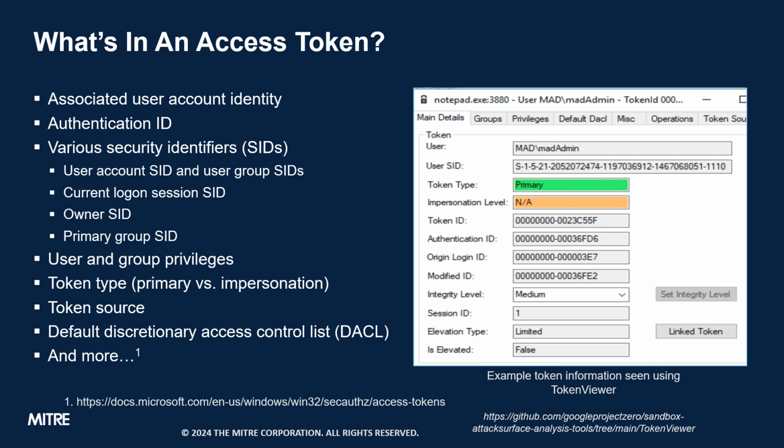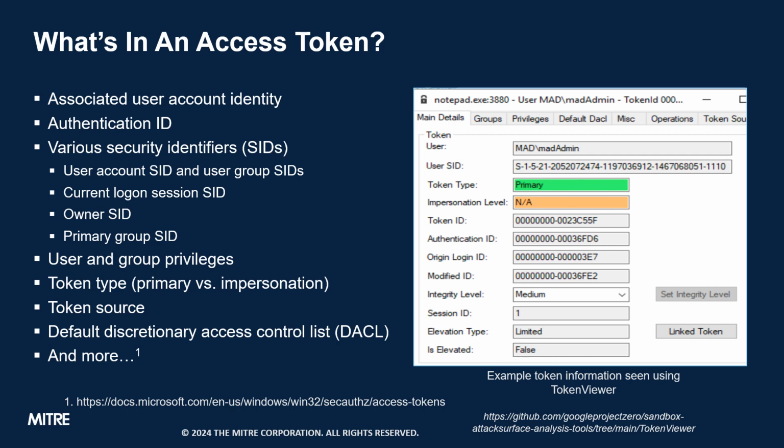In a nutshell, access tokens contain a variety of security context information. We'll do a brief overview of some of the key components, and you can always reference Microsoft documentation on access tokens to get further details and information. To provide examples of access token information, we use a tool called Token Viewer, which is available in Google Project Zero's GitHub repository. This tool provides a nice user interface to look at access tokens for various processes and threads. The screenshot on the right shows the main access token details for a Notepad process that was started up in a lab environment. We can see data fields like the username security identifier, or SID, for the user account associated with the token, type, various ID values, and process integrity level.